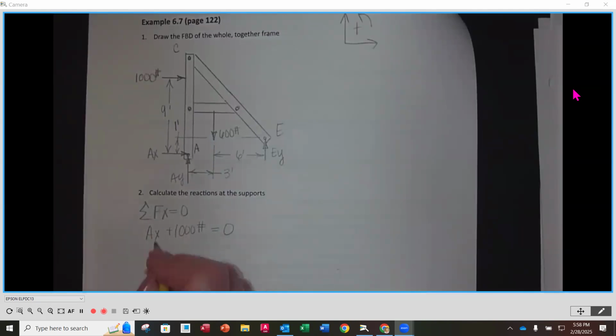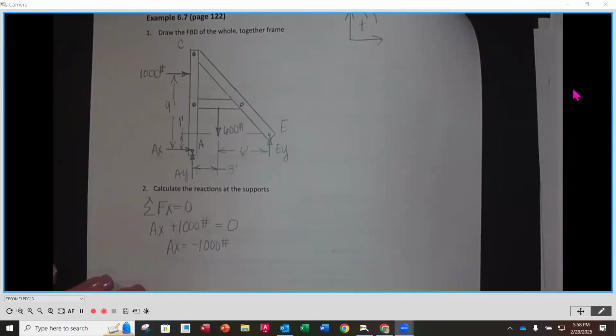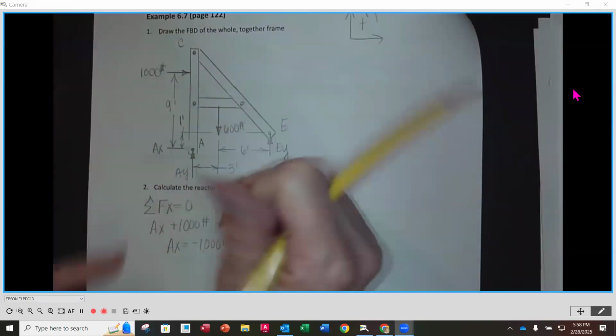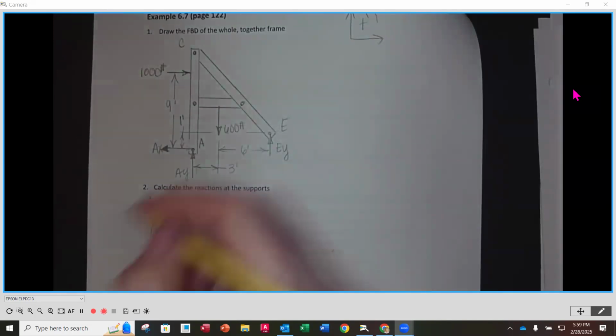So to solve for AX, I'll leave AX where it's at. AX is going to be equal to a negative 1,000 pounds. Okay. Now you're going to notice here that we have a negative value. So all that means is, as we know, when we get a negative as our final answer, oops, we assumed the wrong direction for the value that we have here. So I'm going to take my eraser, go over the top here, and just switch the direction for AX to go to the left instead of to the right.